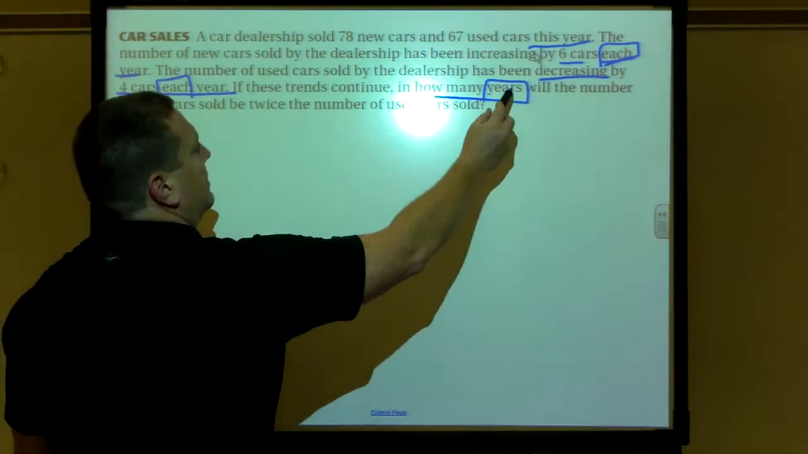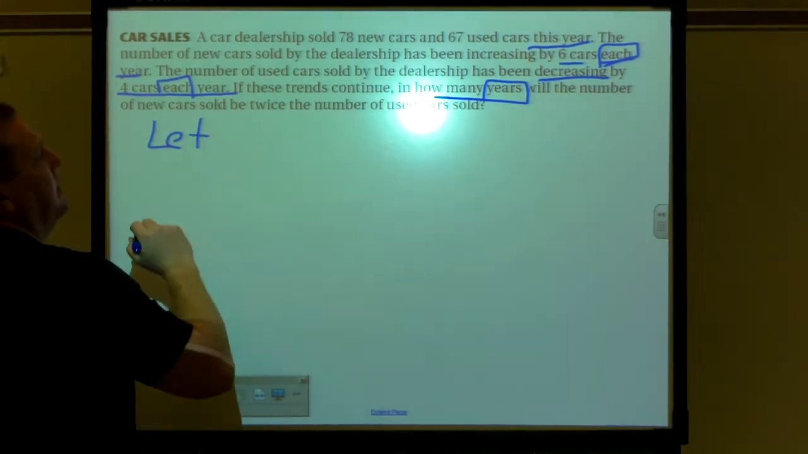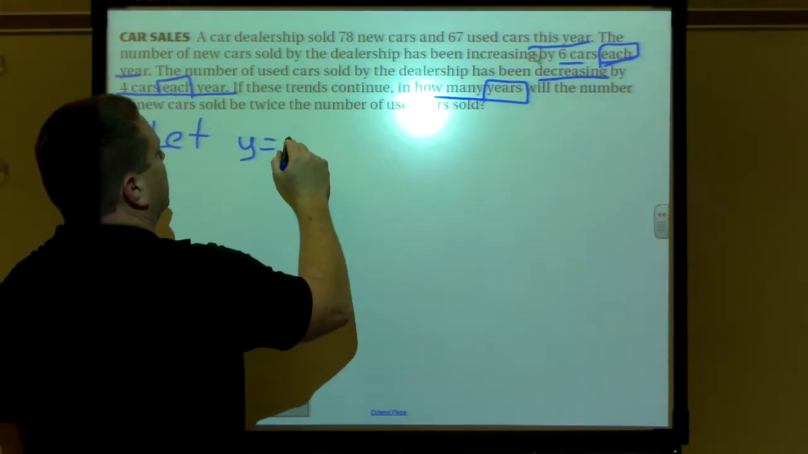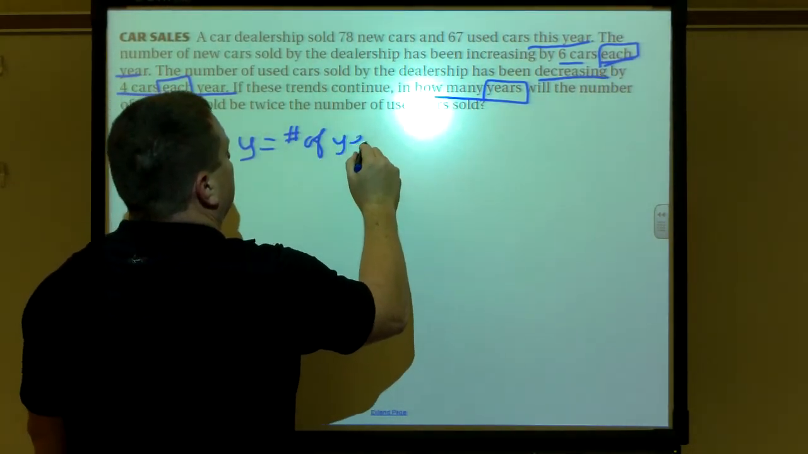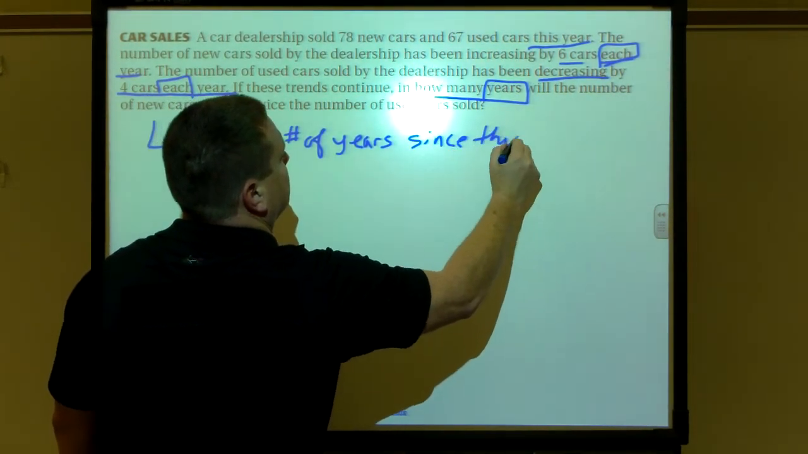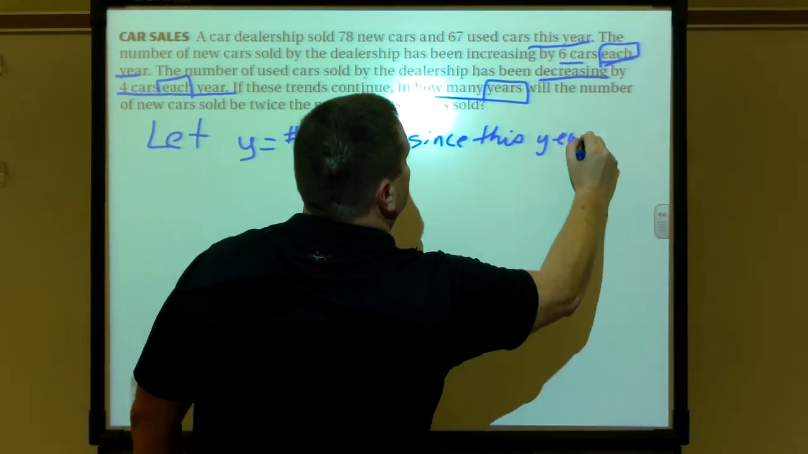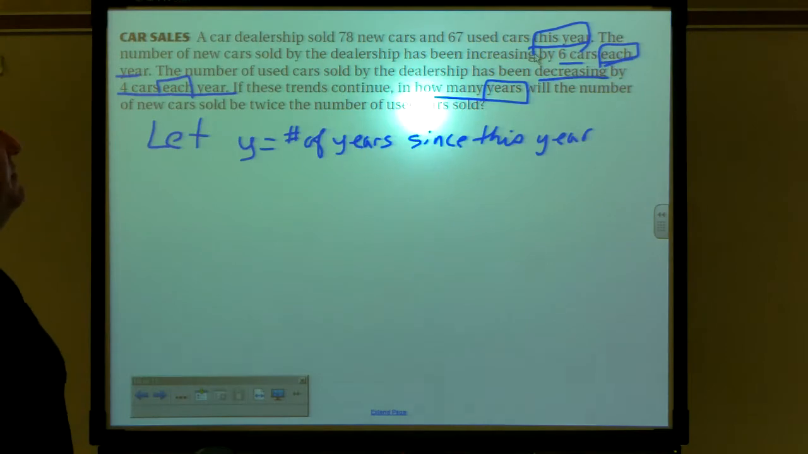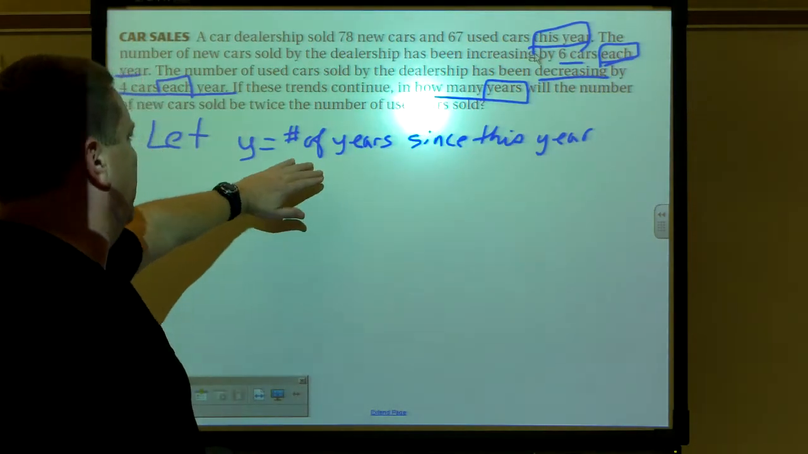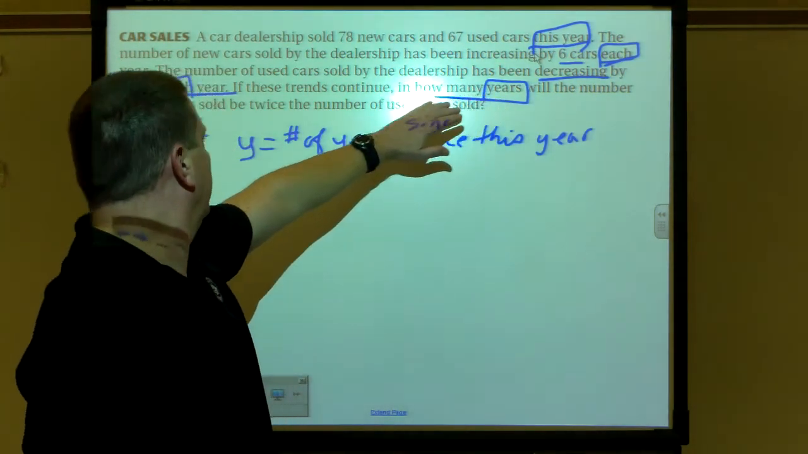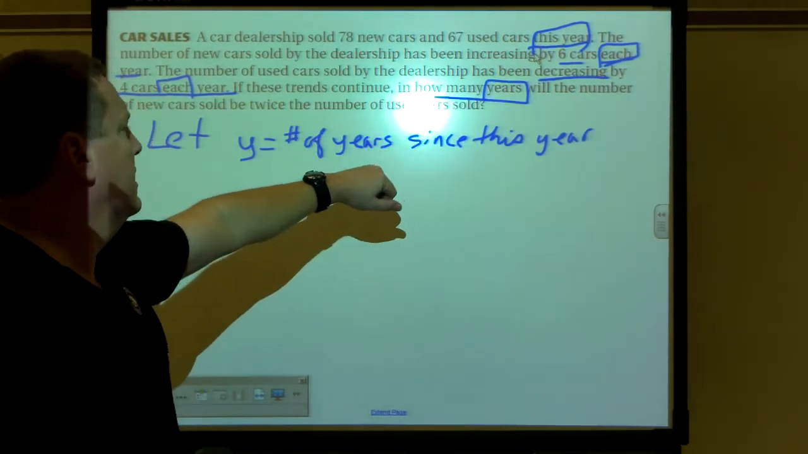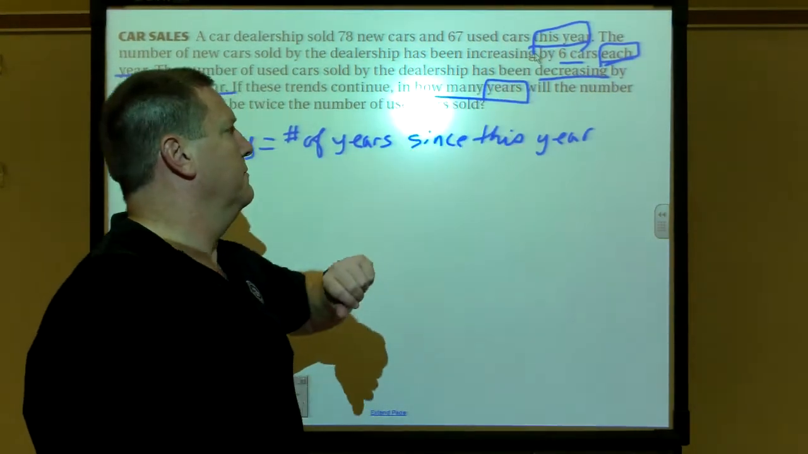Okay, the question is how many years? So we're going to go ahead and define, let's use y to equal number of years since this year. Again, they sold 78 new cars and 67 used cars this year. And we want to know how many years before the number of new cars will be twice the amount of used cars. So y stands for the number of years since this year.